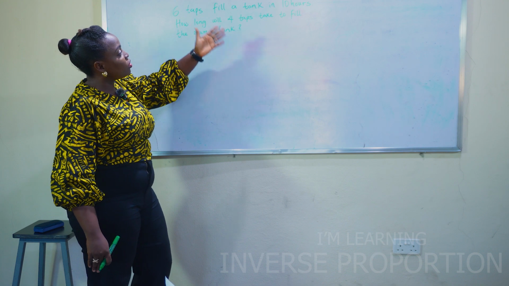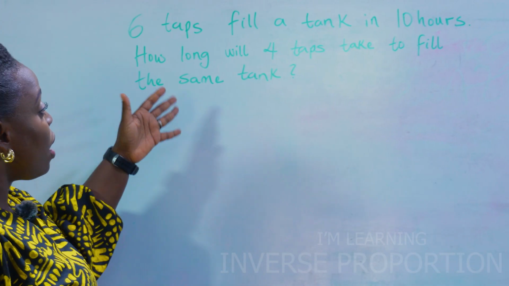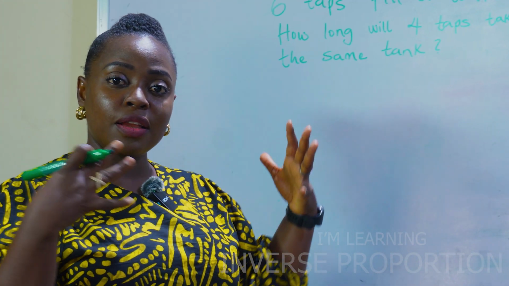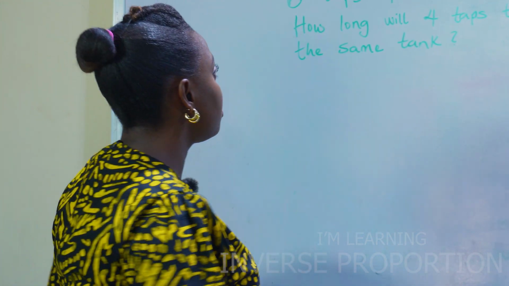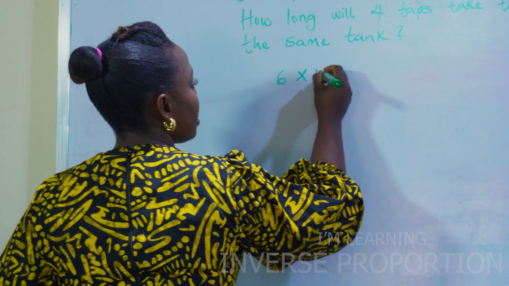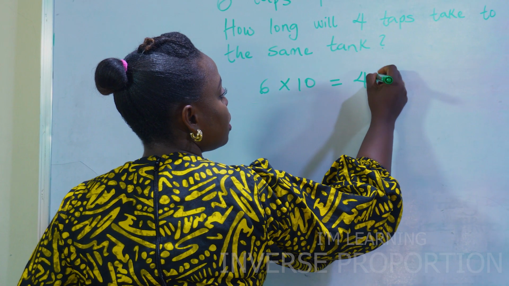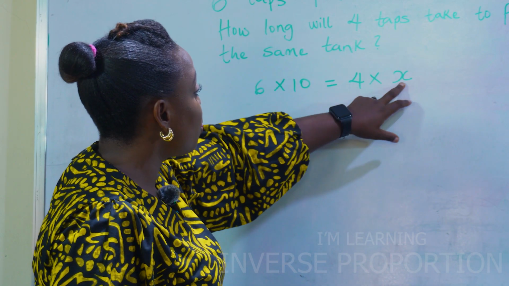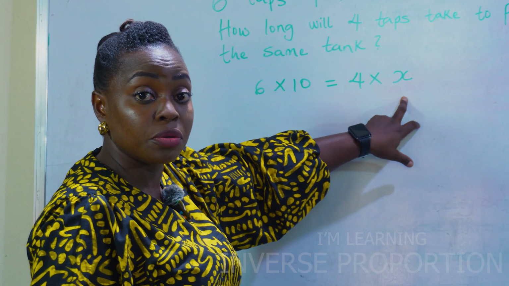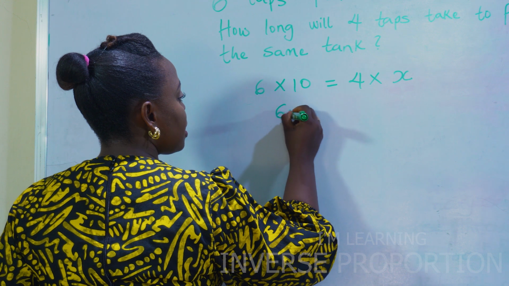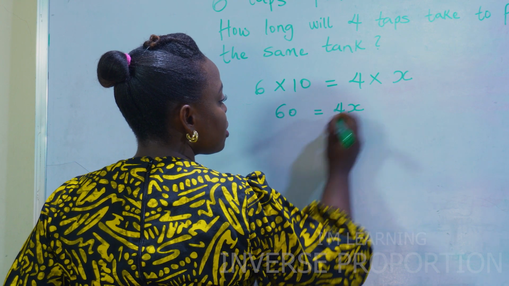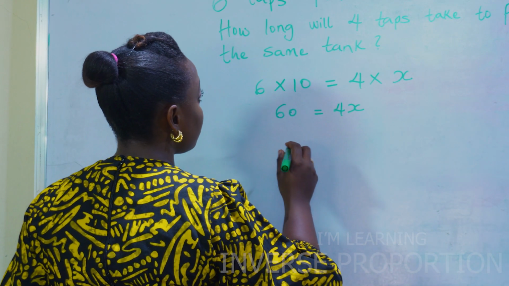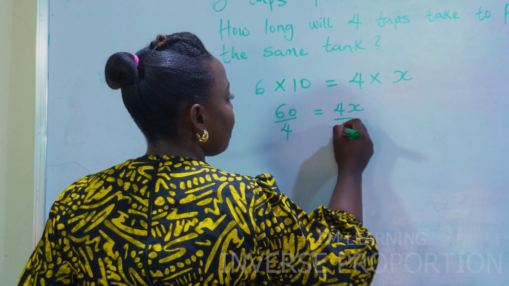6 taps fill a tank in 10 hours. How long will 4 taps take to fill the same tank? Now let's look at this question and solve it using the first method, which is 6 times 10 is equal to 4 times x. X meaning that we don't know the number of hours it would take 4 taps to fill that tank. Now let's multiply. 60 is equal to 4x. To get the value of x, which is the number of hours it would take 4 taps to fill the tank, we divide both sides by 4.